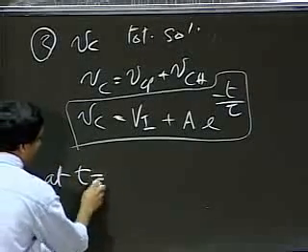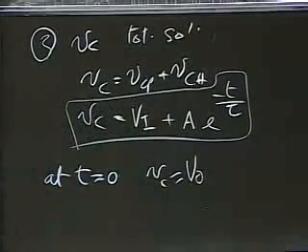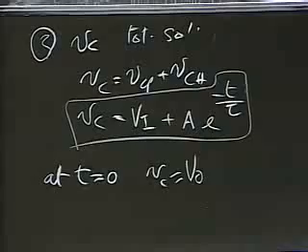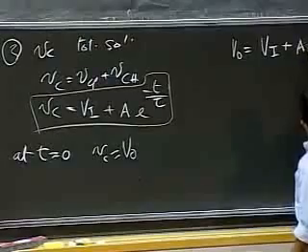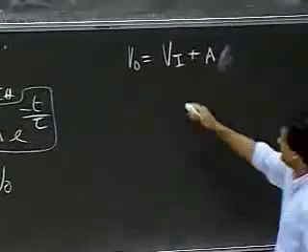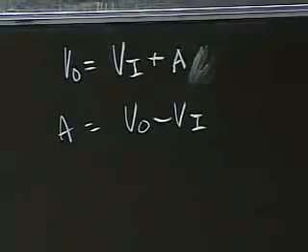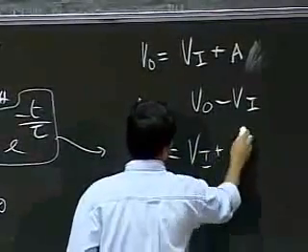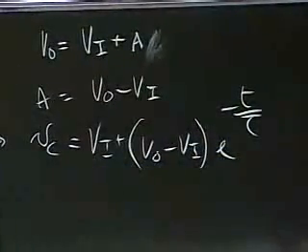So I know at t equals 0, I know that VC equals V naught. Okay, I know that. And so therefore, I can substitute t equals 0 to find the constant. So I know that VC is V naught at t equals 0. So at t equals 0, this thing becomes 1, and so I get this equation, and from which I get A to be V naught minus VI. All right, in other words, my solution VC is simply VI plus V naught minus VI, e to the minus t divided by tau.